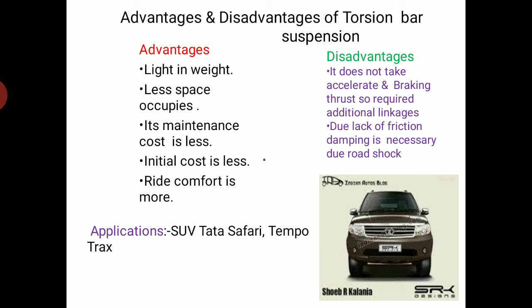Then what are the advantages and disadvantages of torsion bar suspension? Light in weight, less space, less maintenance, initial cost is less, ride effort is more. It does not take acceleration and braking thrust, so additional linkages are required. Due to lack of friction, damping is necessary due to road shock. So damping is compulsory. Due to road shock, damping devices and other linkages are required here.